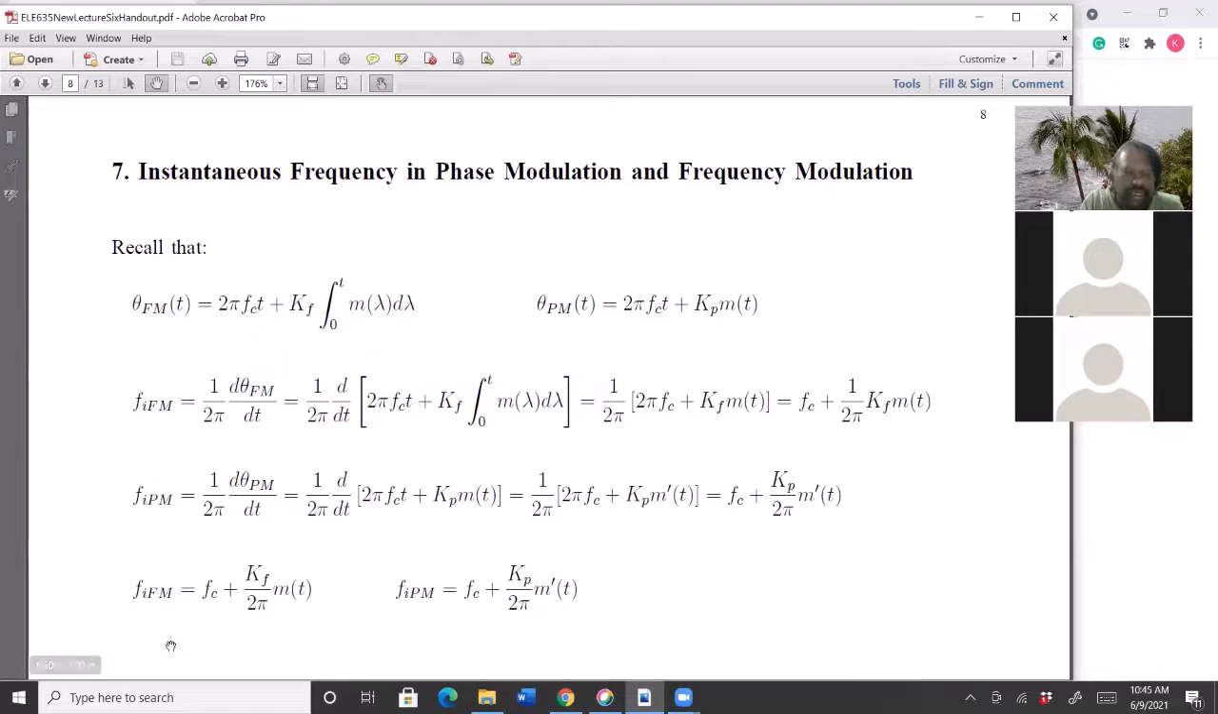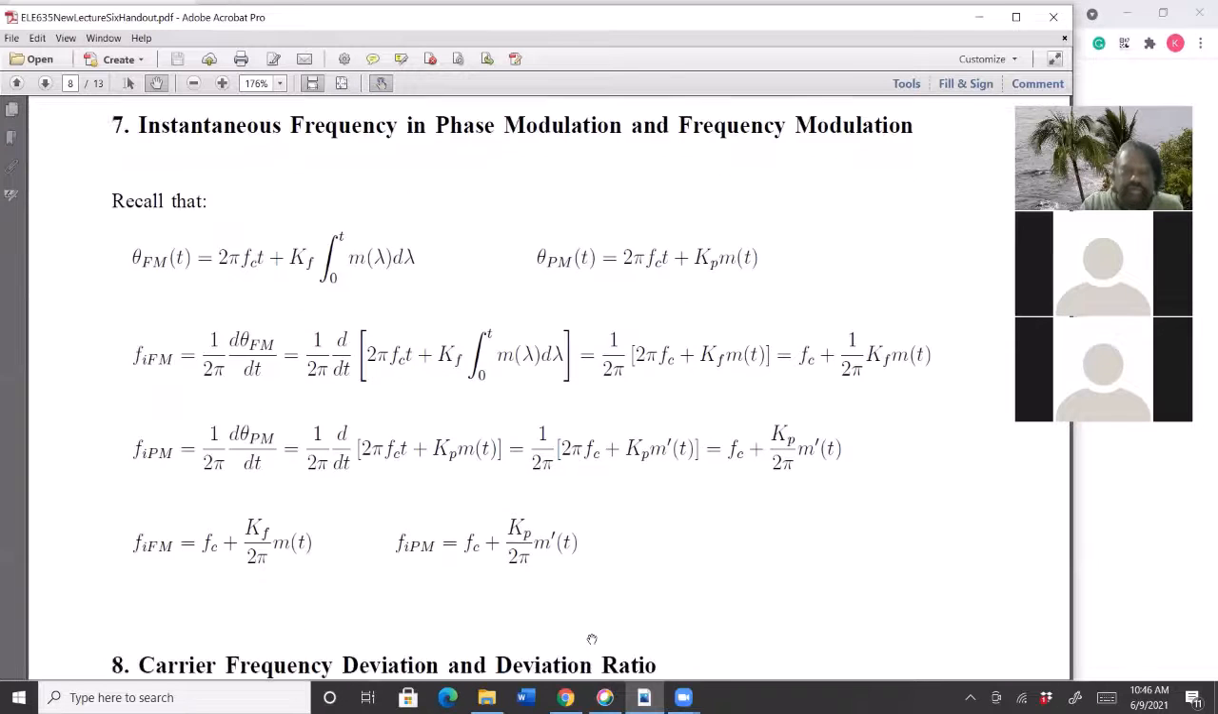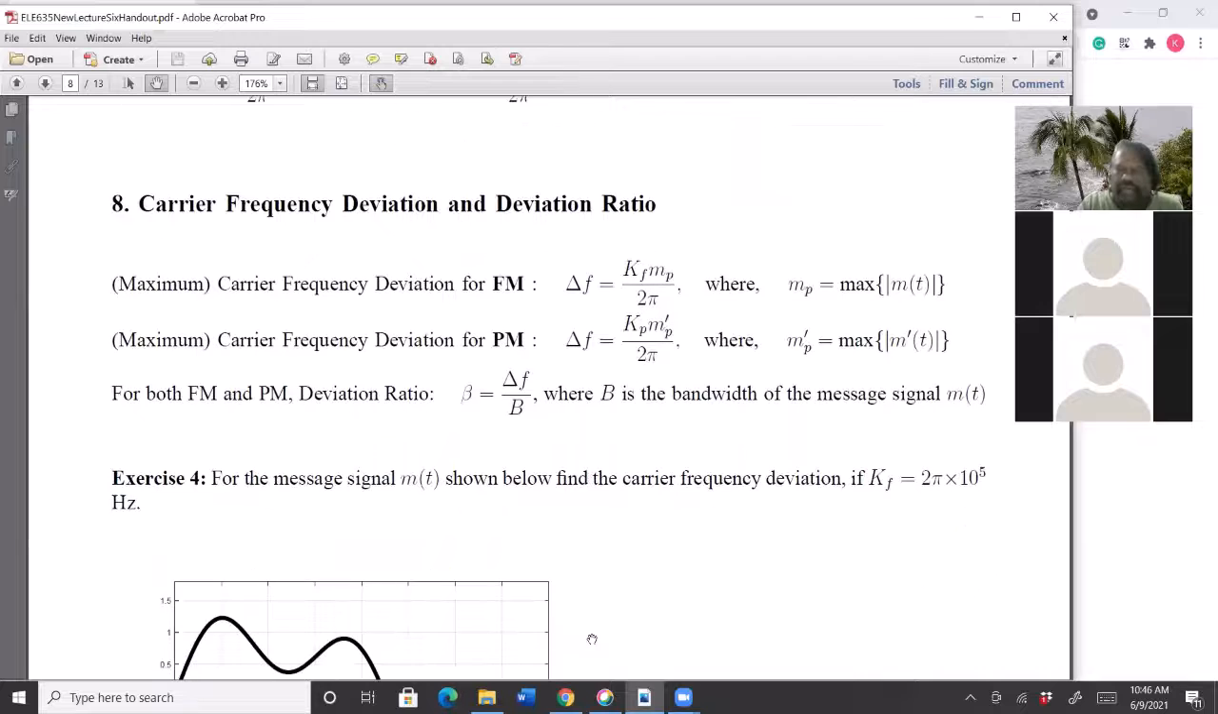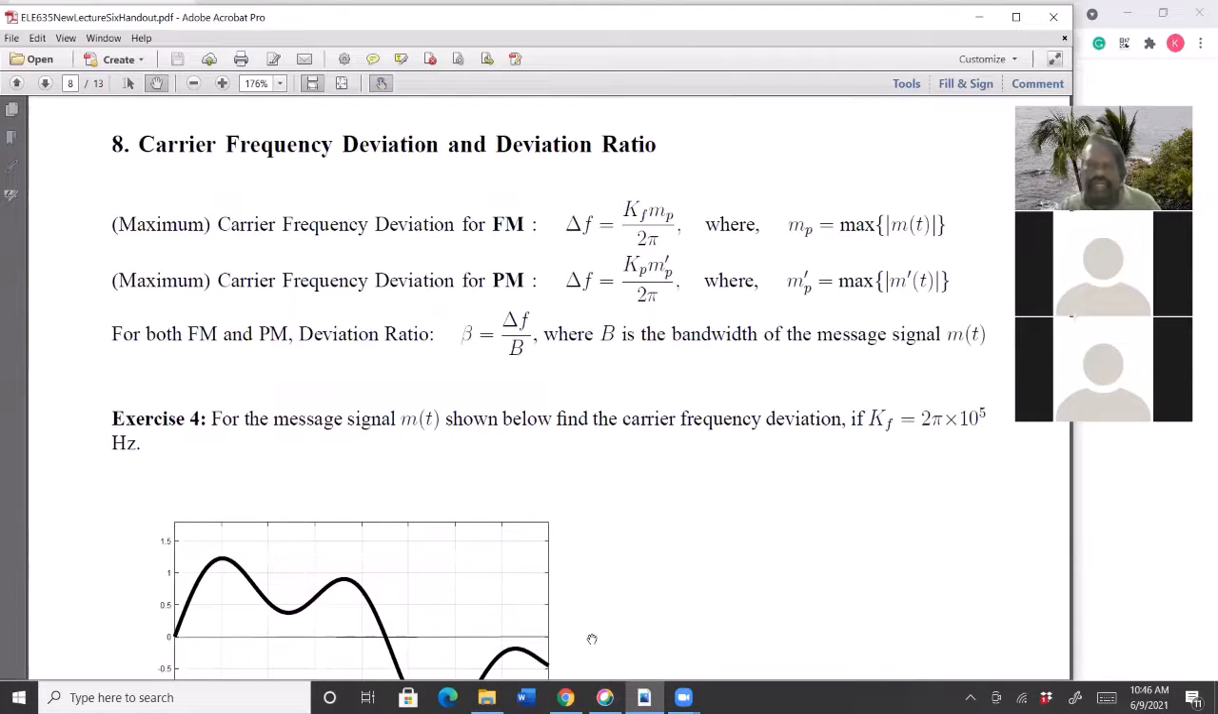All right. So instantaneous frequency for FM is center frequency plus KF over 2 pi m(t). For phase modulation, it is almost the same expression, with the message signal replaced with the derivative. But here is the derivation. So put a yellow highlight here. All right. Now, carrier frequency deviation, a bunch of deviations, a bunch of formulas.